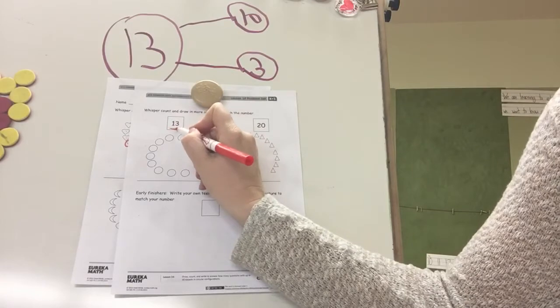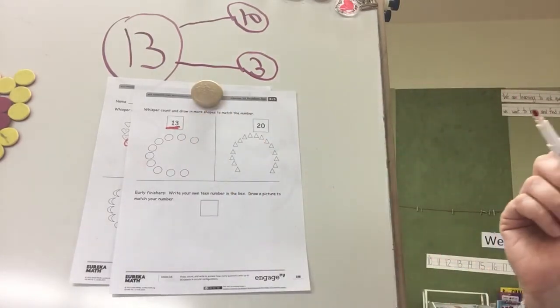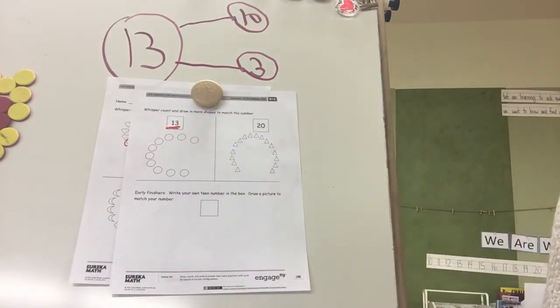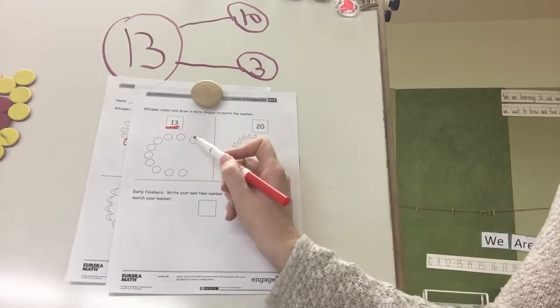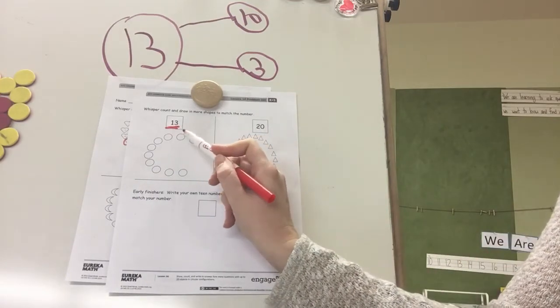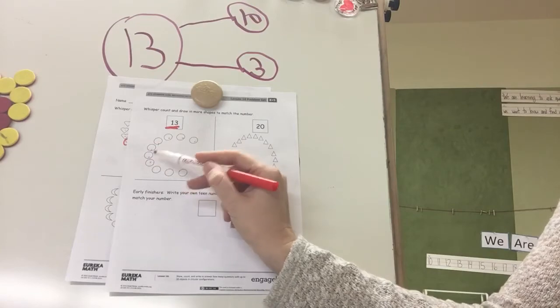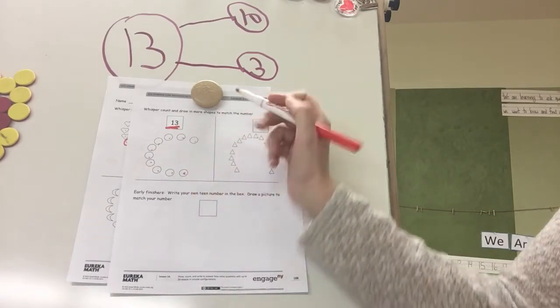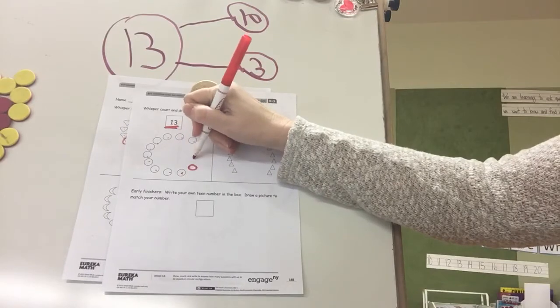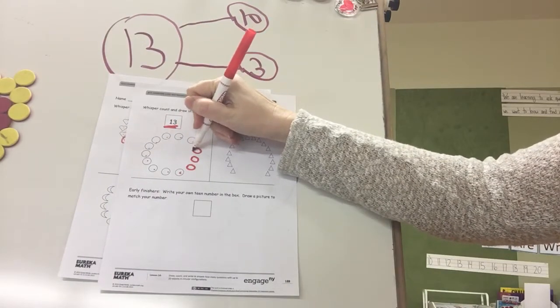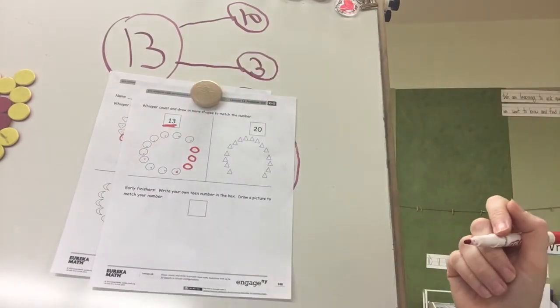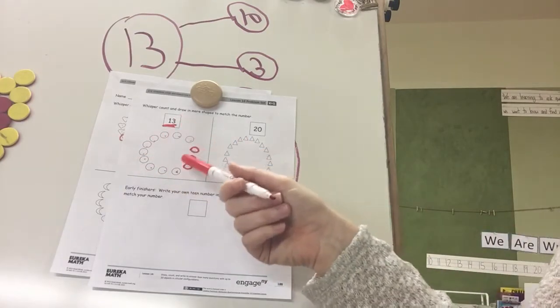Okay. The next page, page 188, whisper count and draw in more shapes to match the number. So what number is this? 13. That means we should have 13 circles. Let's see if we have 13 circles. 1, 2, 3, 4, 5, 6, 7, 8, 9, 10, 11, 12, 13. See how I finished that off? It was 10 and 3.